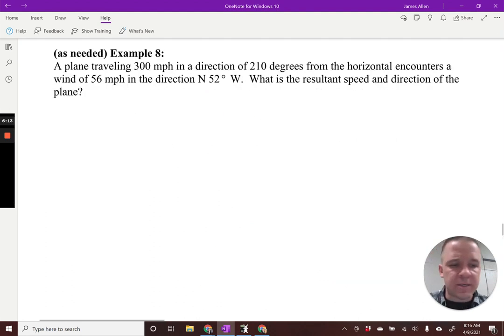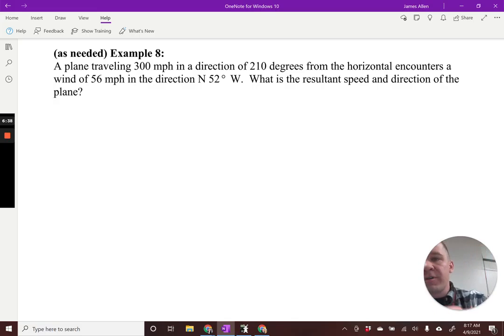All right, so we had one like this earlier on. We got a plane traveling 300 miles per hour in the direction of 210 degrees from the horizontal, so from that positive x-axis, encounters a wind of 56 miles per hour in the direction of north 52 degrees west. So we've got 2 different types of direction going on here. One in our trig, from the positive x-axis, and one as compass direction. What is the resultant speed and direction of the plane?